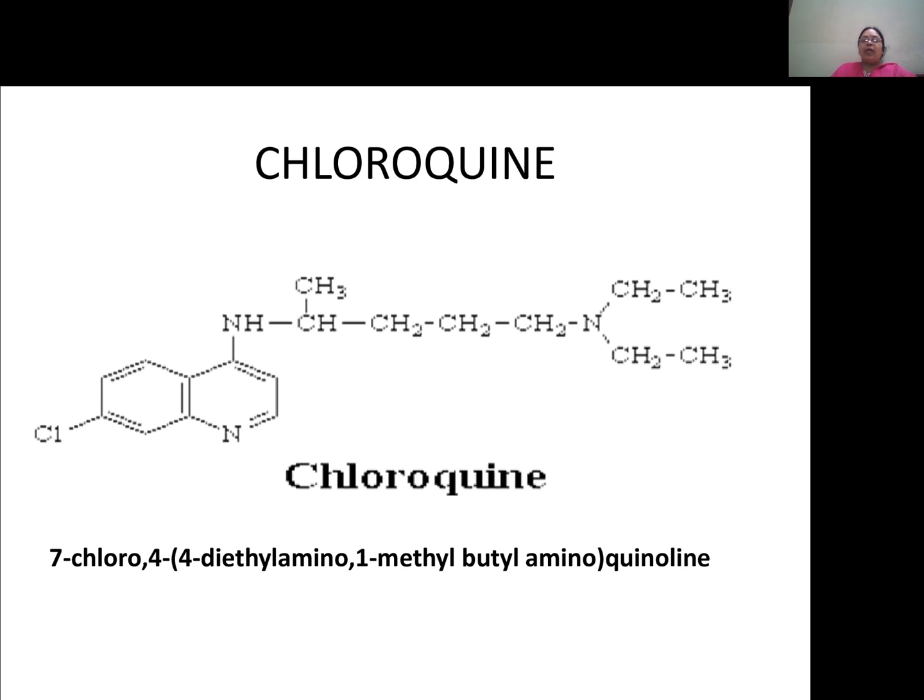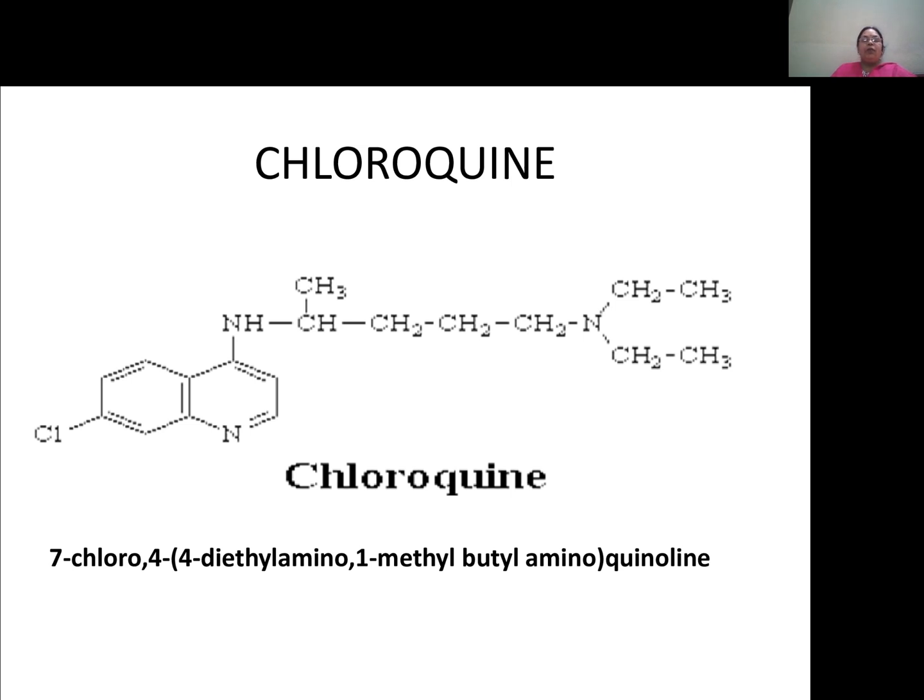Now at this 4th carbon atom, you have this one ethyl group and this is another ethyl group. So this will say diethyl. So at the 4th position, diethyl, and this is the amino. So at the 4th position, diethylamino. Then at the 1 position, it is methyl. This is butyl, and this is amino, and the whole structure is quinoline. So that is how you have to remember the IUPAC name of chloroquine.